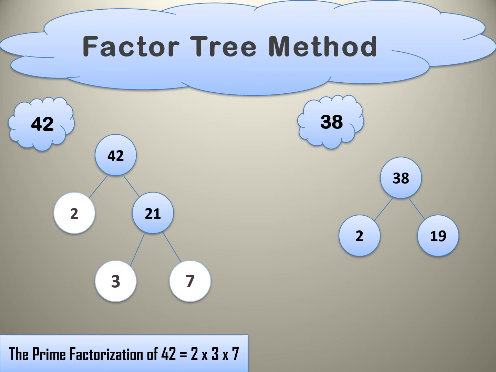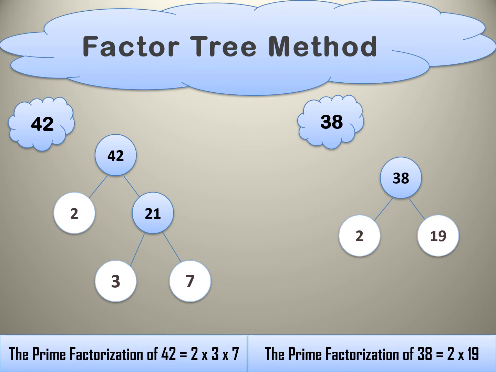Okay. 2 is a prime number, so we cannot factor it anymore. But what about 19? Yes, it is also a prime number. So that means that we are done our factoring. So the prime factorization of 38 is equal to 2 multiplied by 19.